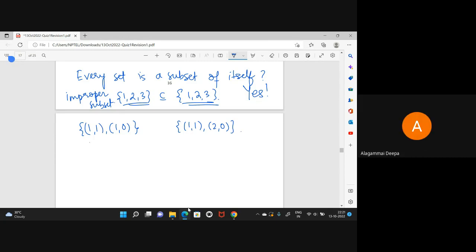Yes, ma'am. What is the union of them? (1,1), (1,0), (2,0). Is this a linearly independent set? No, because (1,0) and (2,0) are scalar multiples. Dependent. There is a linear combination. Okay, ma'am. Understood. Thank you, ma'am.